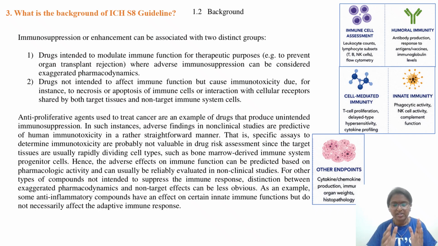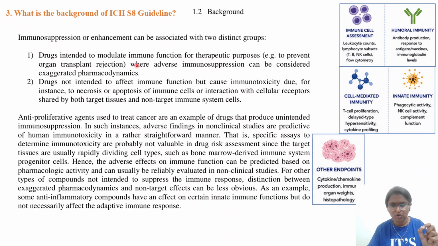So the continuation of the paragraph. What is the additional background of this ICH guideline? We'll see immunosuppression, immunoenhancement. These two terms you have to keep in mind when you are reading the ICH guideline. They can be associated with two distinct groups. What are those? We'll see.